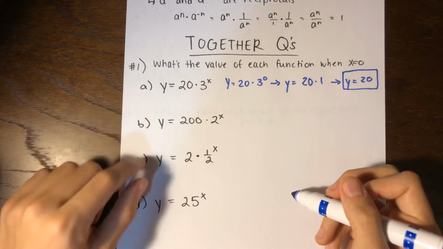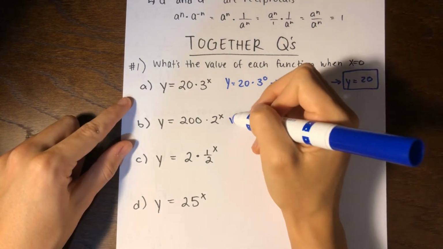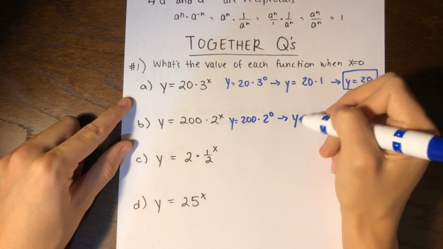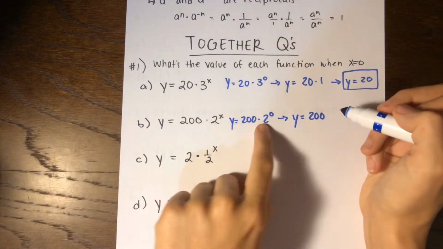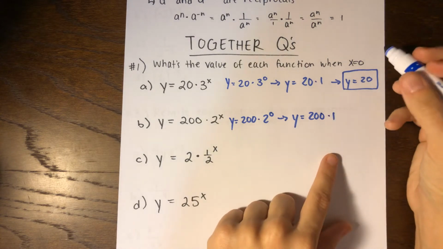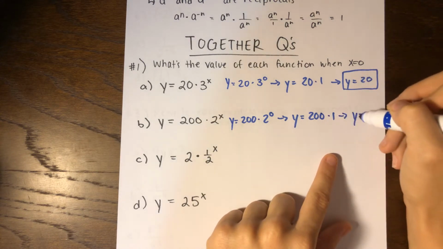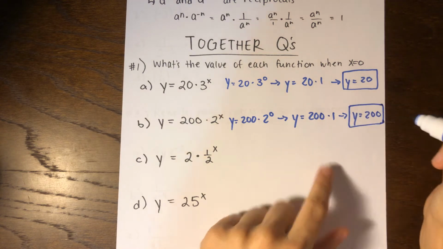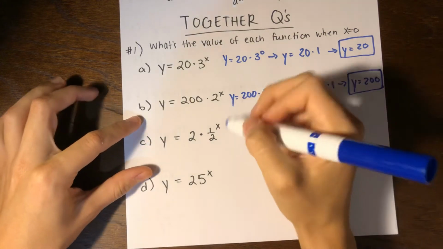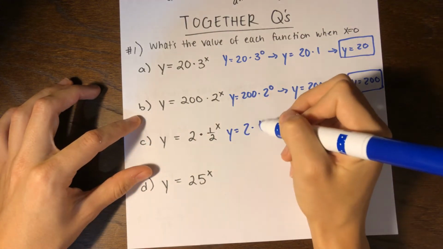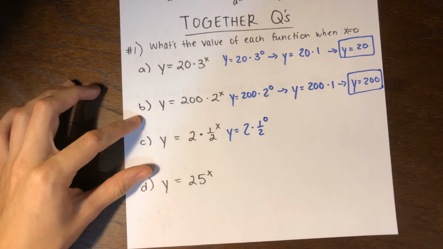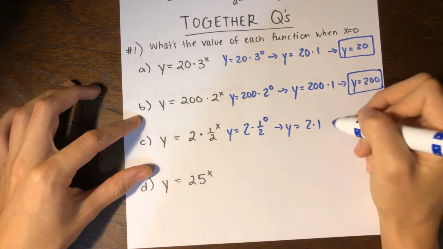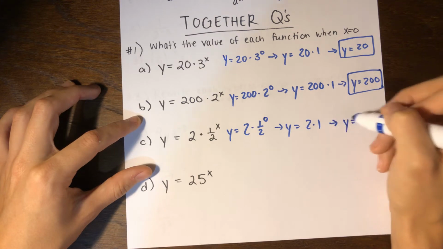The same thing, we're just plugging 0 in for x and solving. So y equals 200 times 2 to the 0 power. 2 to the 0 power is 1. Anything to the power of 0 is 1. So y equals 200. Next one, y equals 2 times a half to the power of 0. Anything to the power of 0 is 1. So we have y equals 2 times 1, so y equals 2.